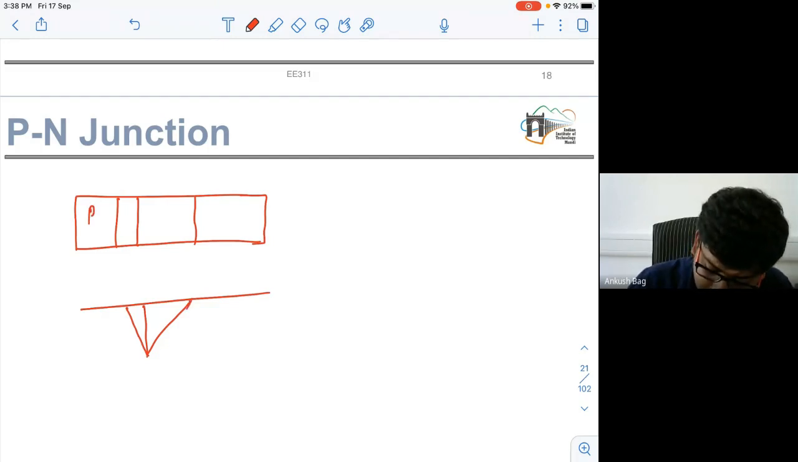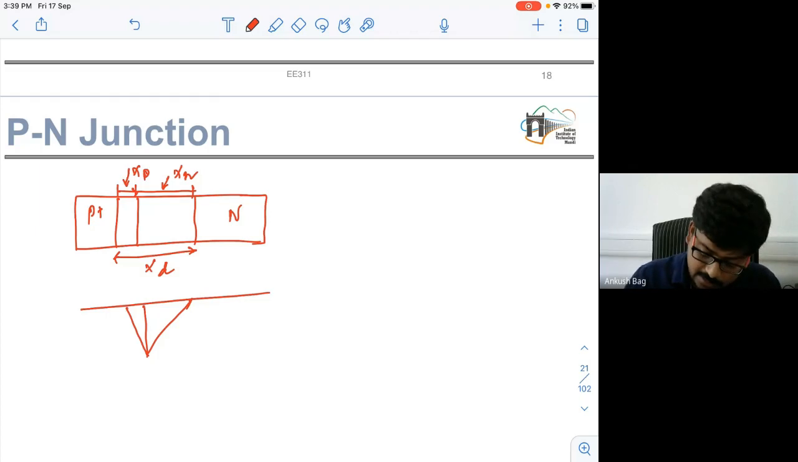So once again, this is P plus, this is N, and this is XP, this is XN, this is the total depletion region XT, and this is the EM, the maximum electric field.